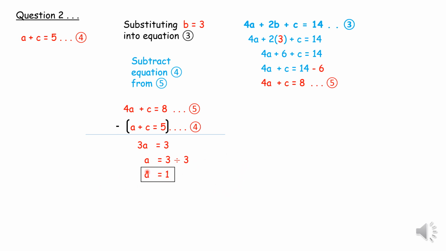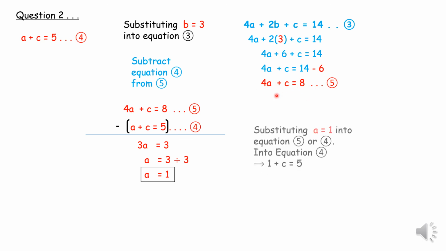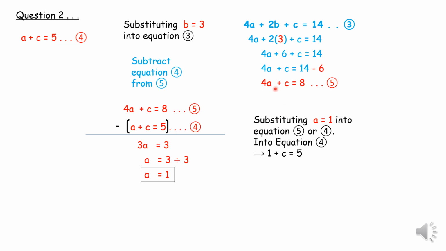Now that I know what the value of A is, you can then take this value of A again and substitute it into equation 4, or you can substitute it into equation 5. You should get the same value of C. So I decided to substitute it into equation 4. So that gives me A plus C, with A now being 1, plus C equals 5. Therefore, C equals 5 minus 1. And my C equals to 4.